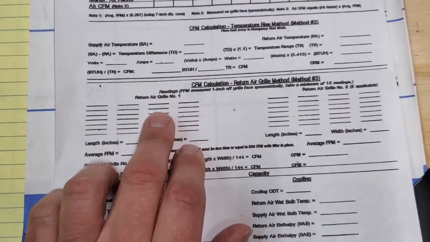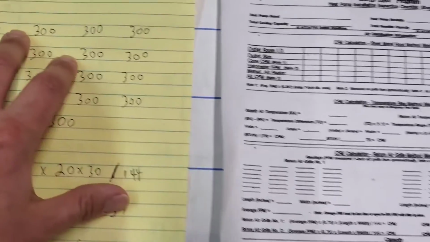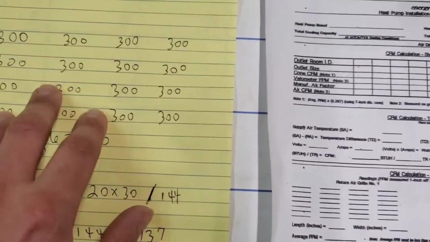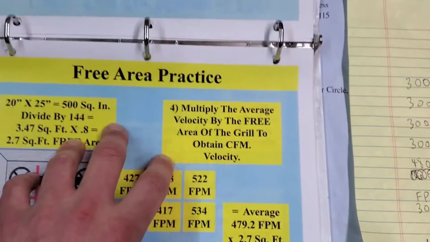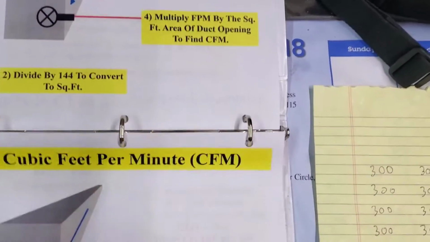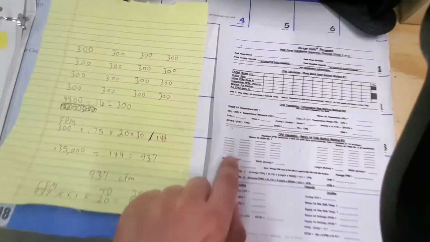The return grill is where your filter goes. And this right here is where you'd put your readings down, okay? And I've already taken my readings. I've got this over here for you, so you don't have to take any readings to figure out how to do this. And I'm going to show you the training guide here in a minute. It's a really awesome training guide, and it shows you how to make these calculations too. But let's go ahead and go over this real quick.